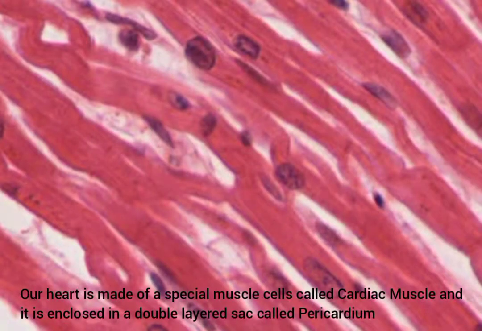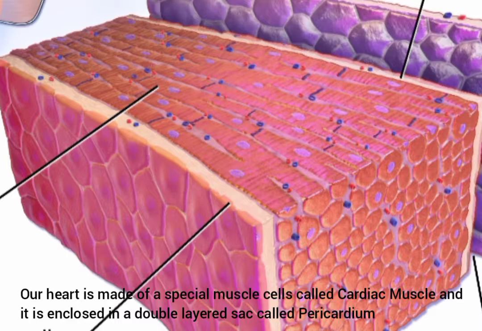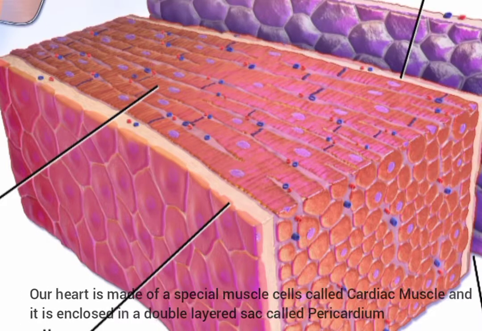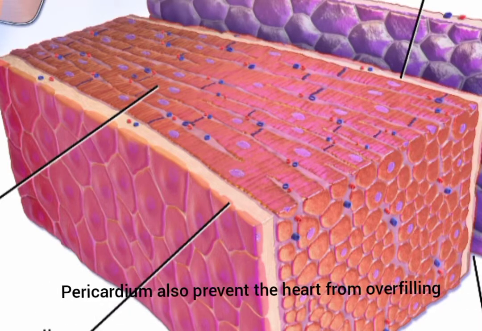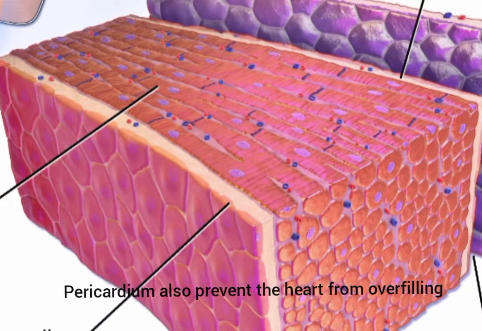Our heart is made of special muscle cells called cardiac muscle, and it is enclosed in a double-layer sac called pericardium. Pericardium protects the heart by anchoring to the surrounding tissue so the heart stays in place. Pericardium also prevents the heart from overfilling.